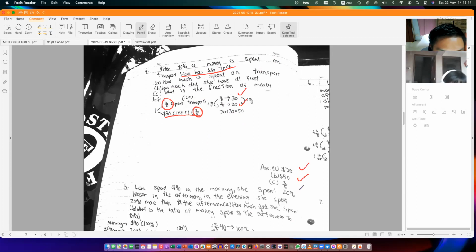So it's a fraction of money left. Left is 2/5. Yes. Okay. So that means you need to read the question. If they ask for transport, you don't give left, right? If they ask for left, you don't give transport. So the important thing is you need to read the question. Are you following? Yeah. Very good. Next question.